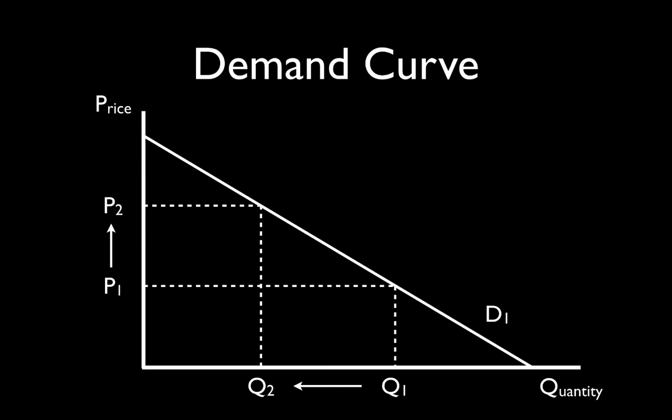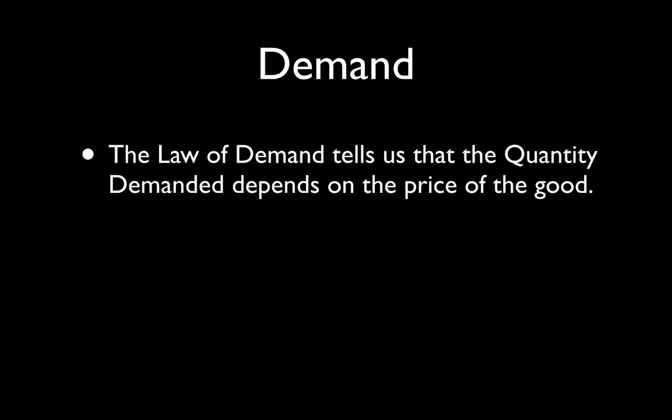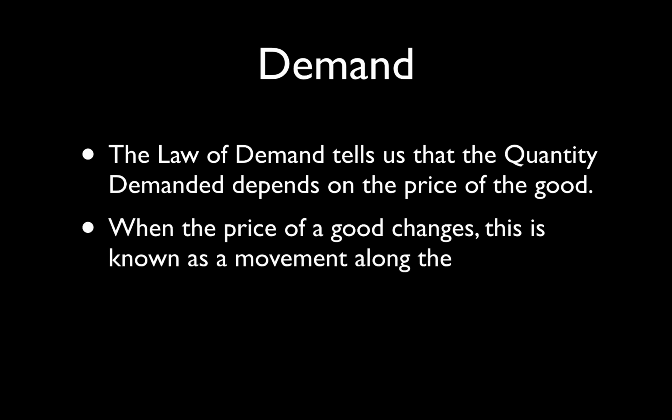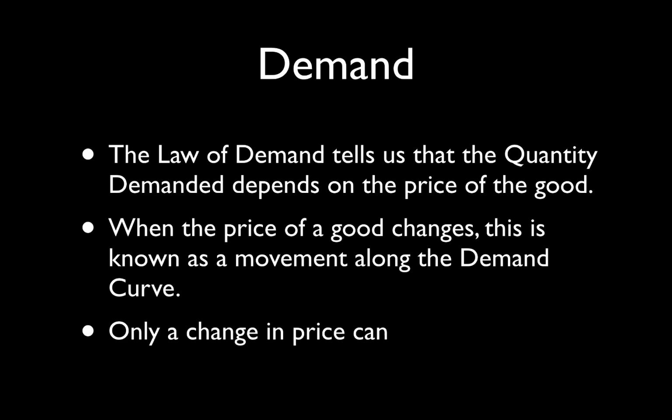The amount that consumers buy at price P2 is less compared to the quantity that consumers buy at price P1. And that again should be innate to us at this stage, I would hope, because the demand curve is downward sloping, showing that it obeys the law of demand. So the law of demand tells us that the quantity demanded depends on the price of the good. When the price of the good changes, this is known as a movement along the demand curve, and only a change in price can cause a movement.